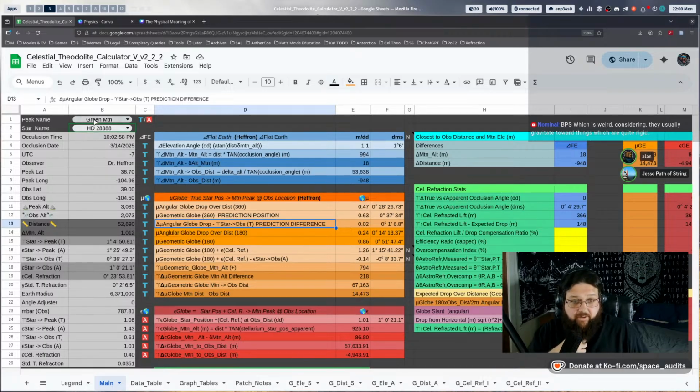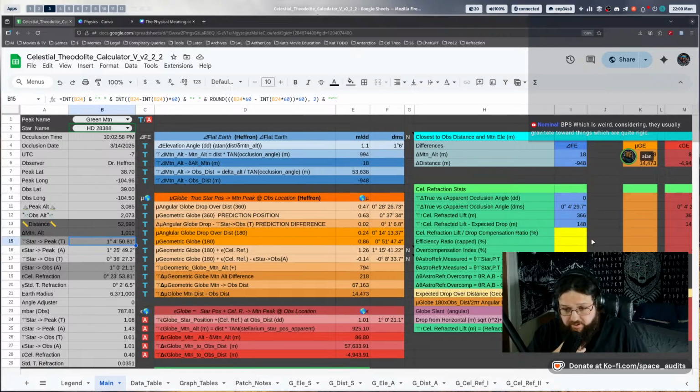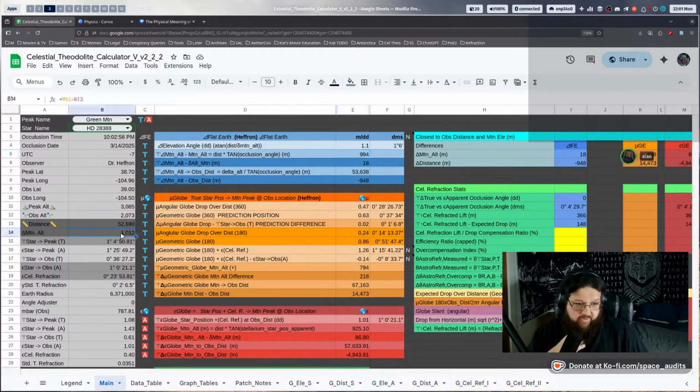I'm on Green Mountain right now. I have a rise over run predicting 1 degree 6 arc minutes. I have an occlusion separation of 1 degree and 4 arc minutes. So that's the time of occlusion. We derive distances and elevations based off of that. For elevation, we get 994. The actual elevation is 1,012. For distance, we get 53,000. The actual distance was 52,000.